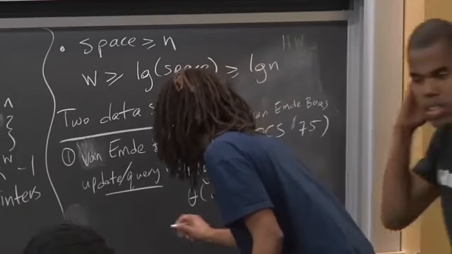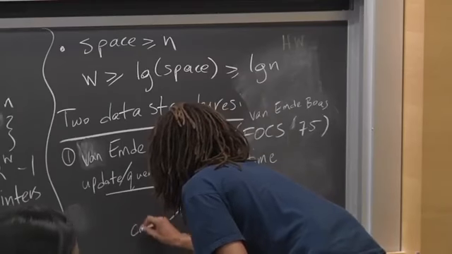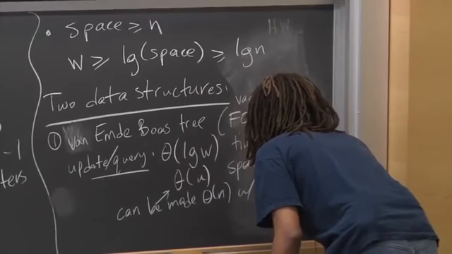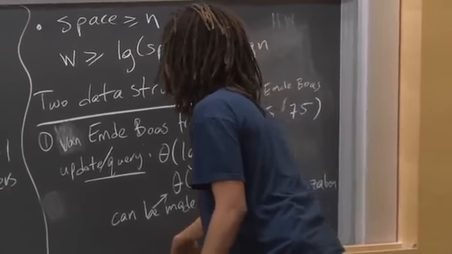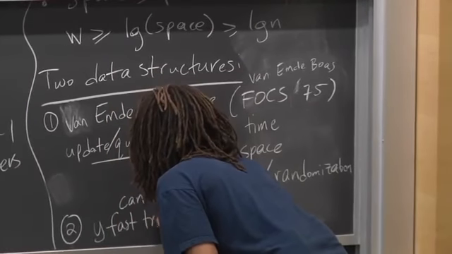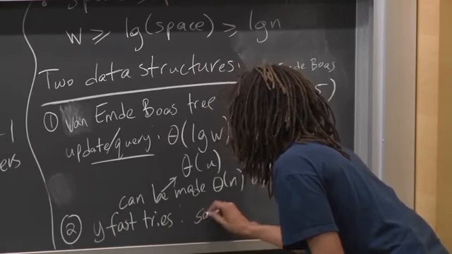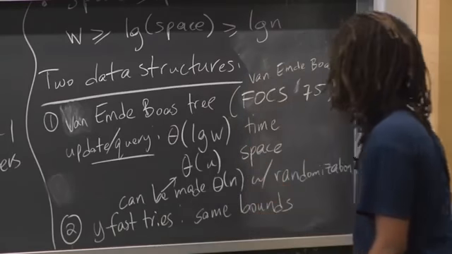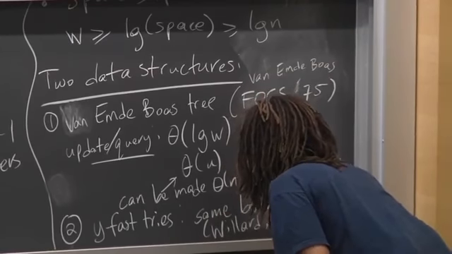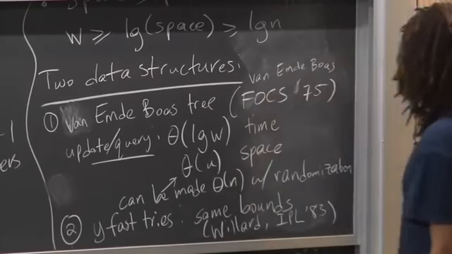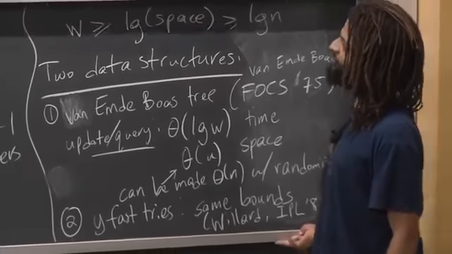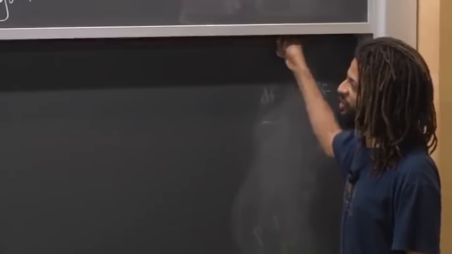And we'll see that this can be made theta n with randomization. And we'll also see a related data structure called y-fast tries, which get the same bounds. Okay, and this is due to Willard in IPL '83. So originally, van Emde Boas in his paper didn't get linear space. But the move from u space to linear space is going to turn out to be pretty simple.